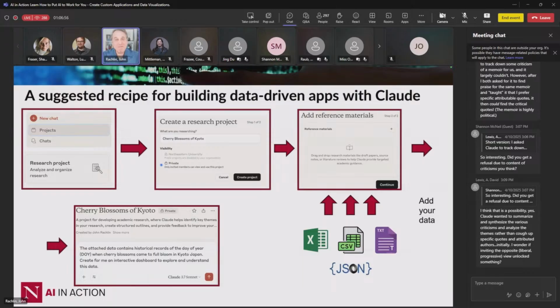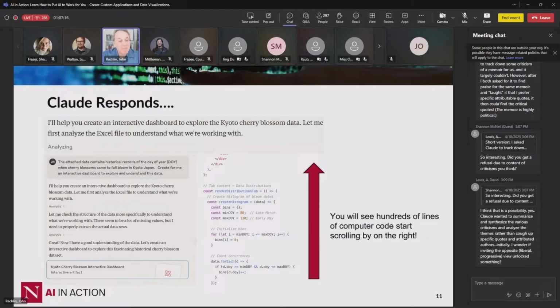And once you have that data loaded, then you're ready to begin the process of asking Claude to generate for you a dashboard and a visualization. Once you enter your request, what you will see is it responding by telling you that it's analyzing your data and processing it, and you'll see hundreds of lines of code being generated on the side. Now, you don't necessarily need to worry about the details of that code.